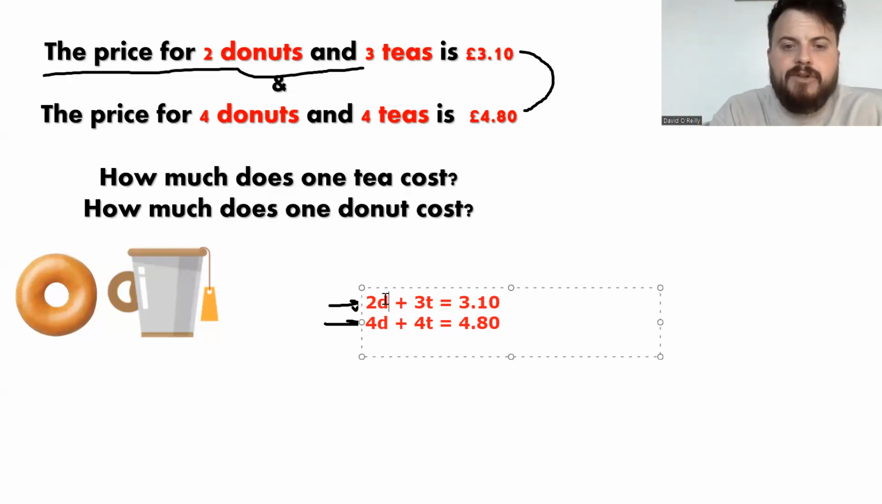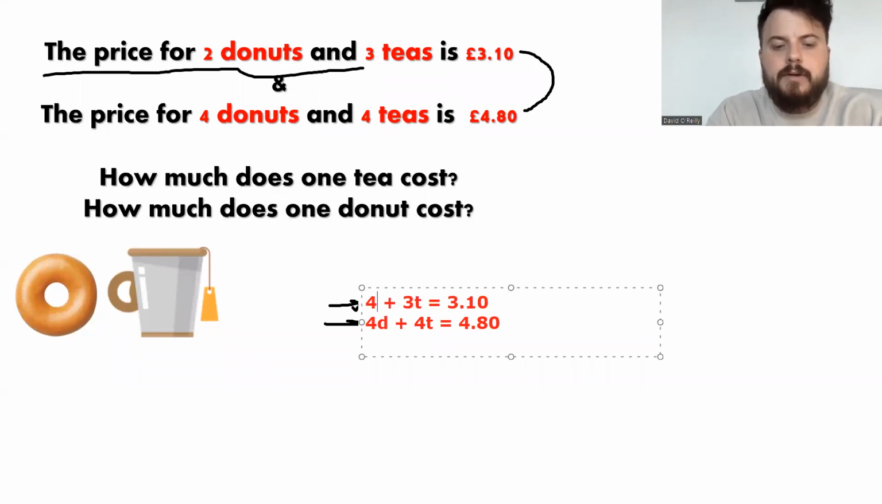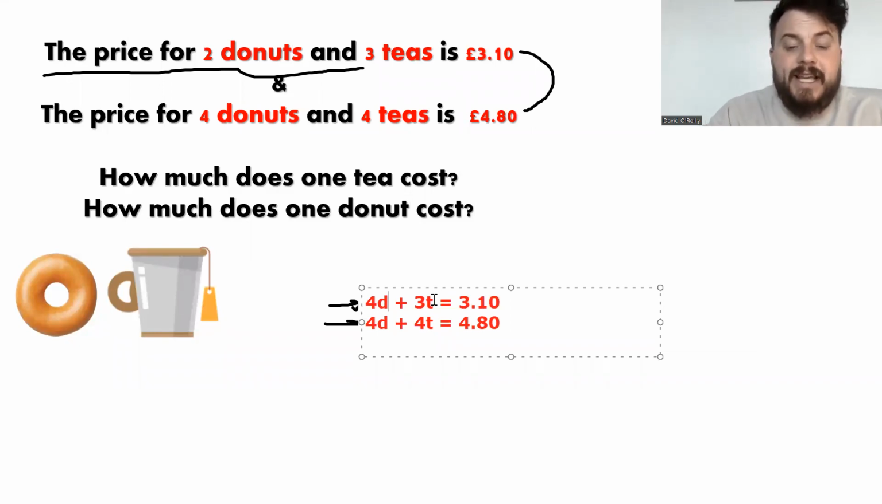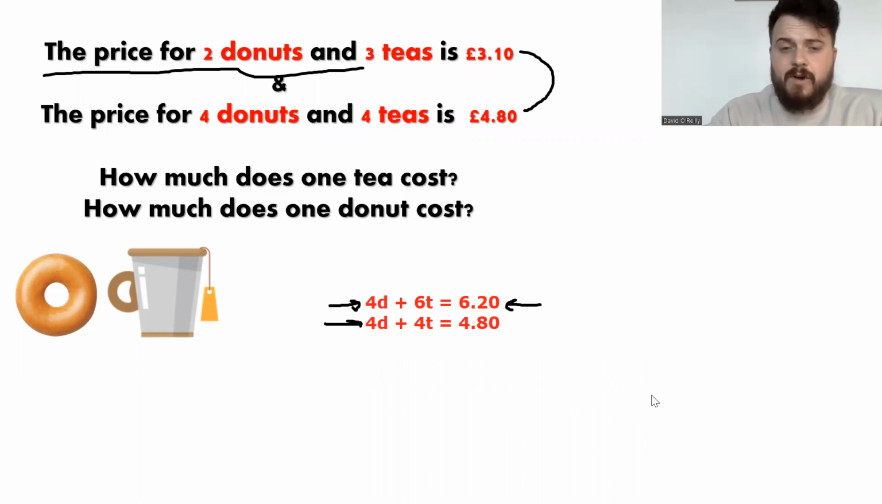So we've got 2D multiplied by 2 is 4D. 3t multiplied by 2 is 6t. And £3.10 multiplied by 2 is £6.20. Okay? And that's it. That's my second step done. All right. Now we are on the next step.